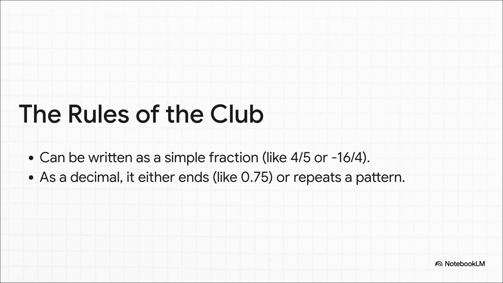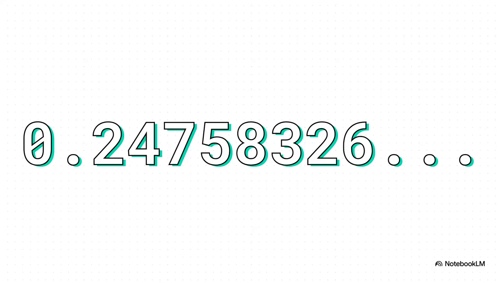A number is rational if you can write it as a simple fraction, one number over another. And if you write it as a decimal, it's got to play nice. It either has to end completely, like 0.75, or it repeats in a nice, predictable pattern forever, like that 0.666 you see here. But then this number shows up. Just look at it.